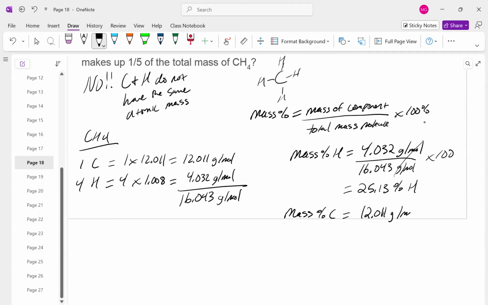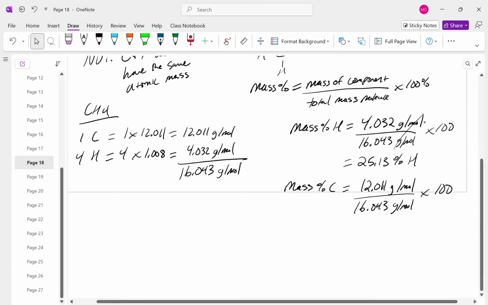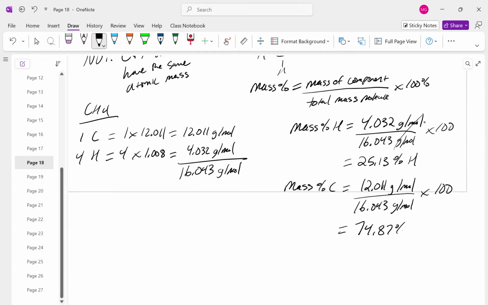So the molar mass of carbon is 12.011. Again, there's one carbon, so I don't have to multiply it by anything. And I divide that by the total mass of CH4. Multiply it by 100 to put it into a percent. And I can see that the mass of CH4 is 74.87% carbon.